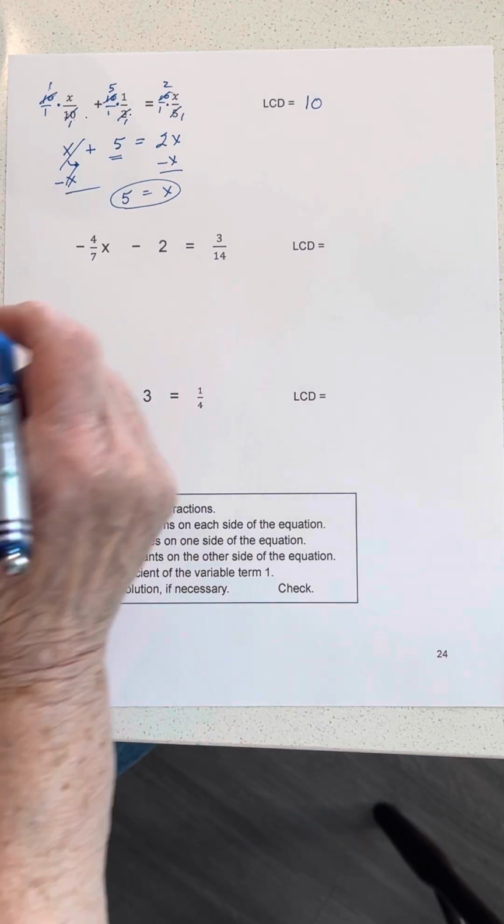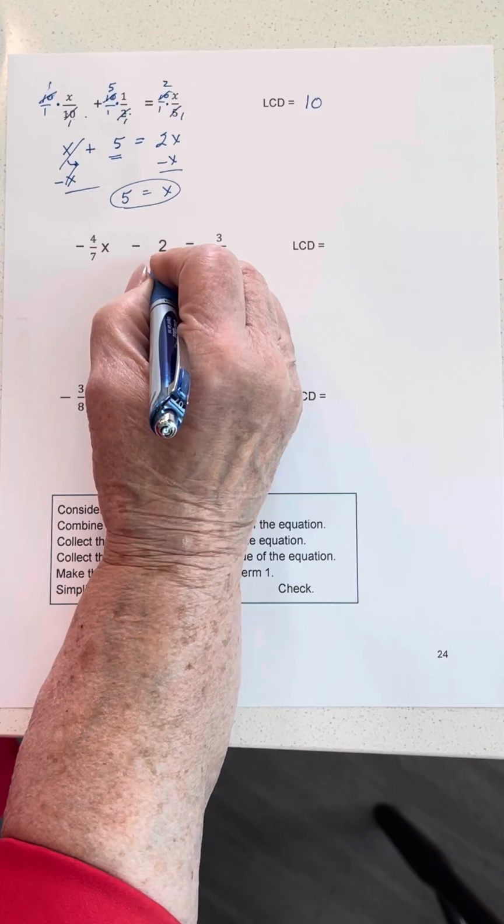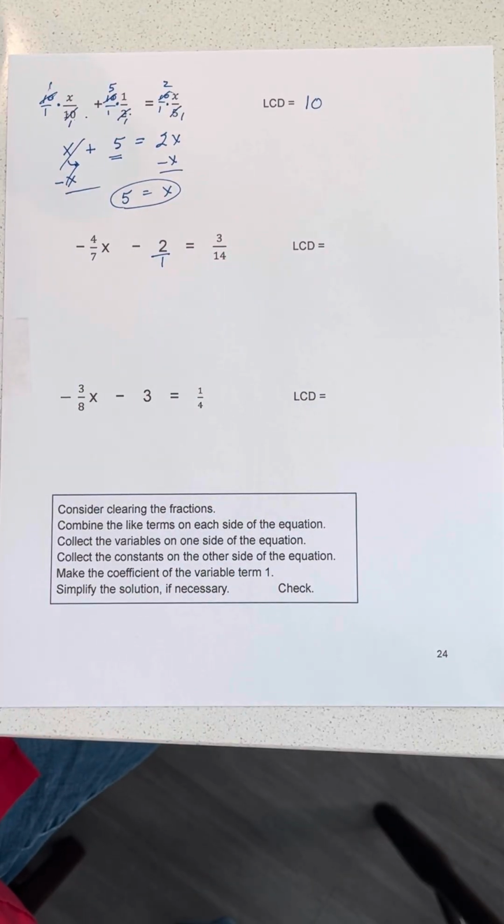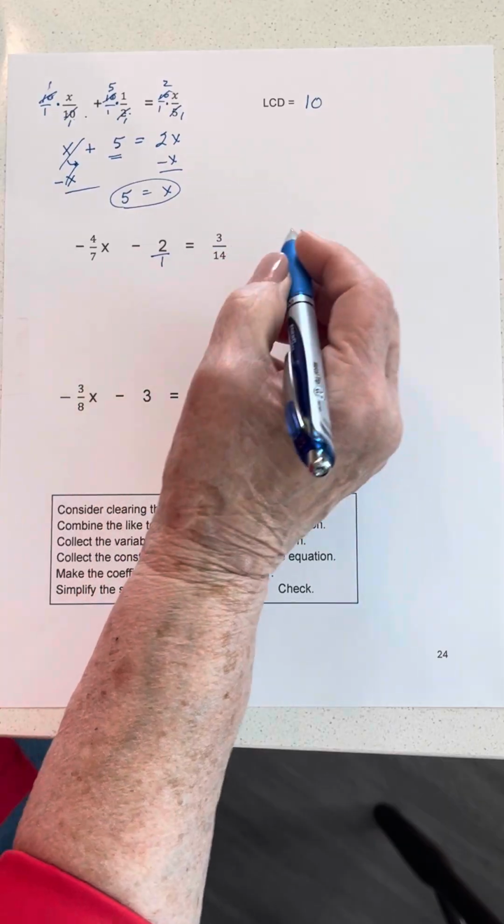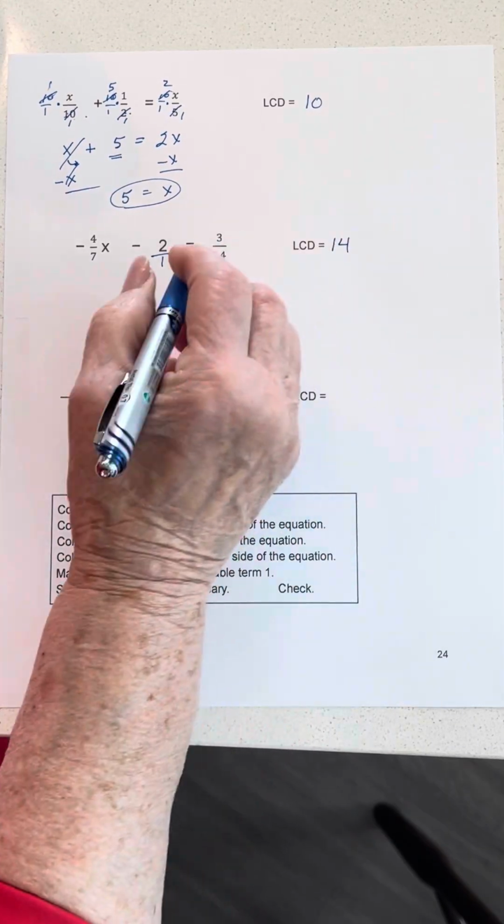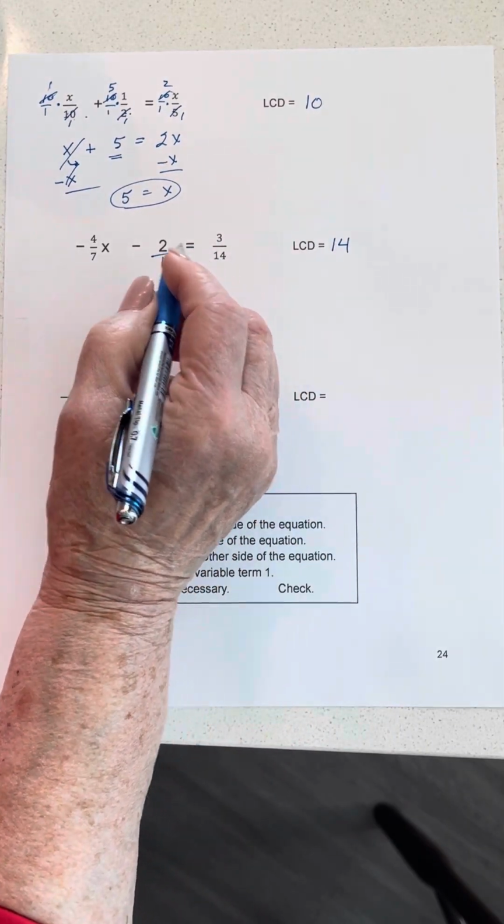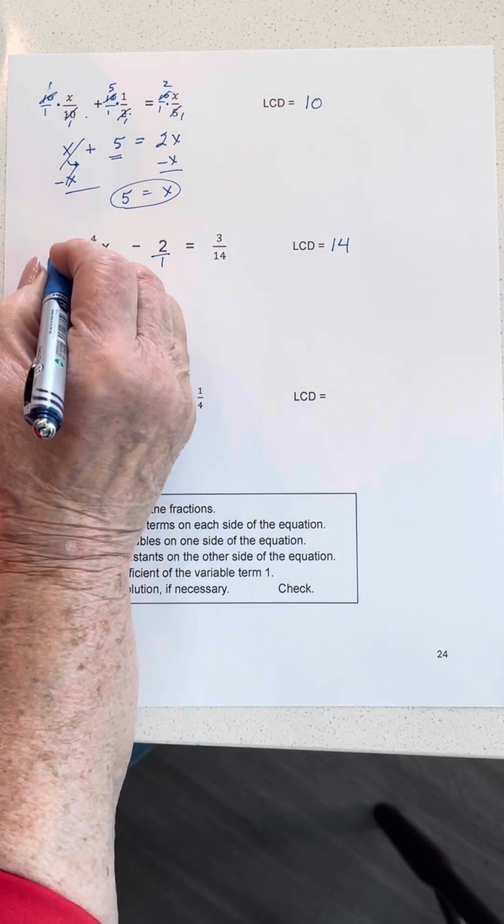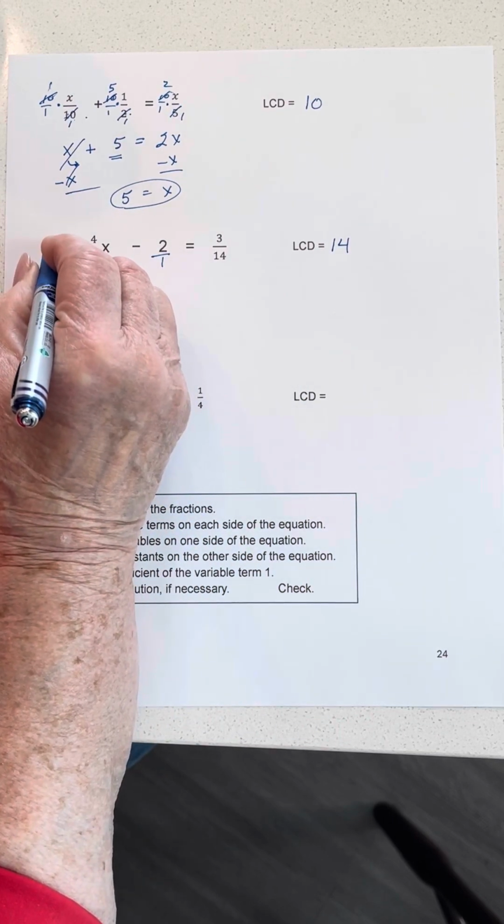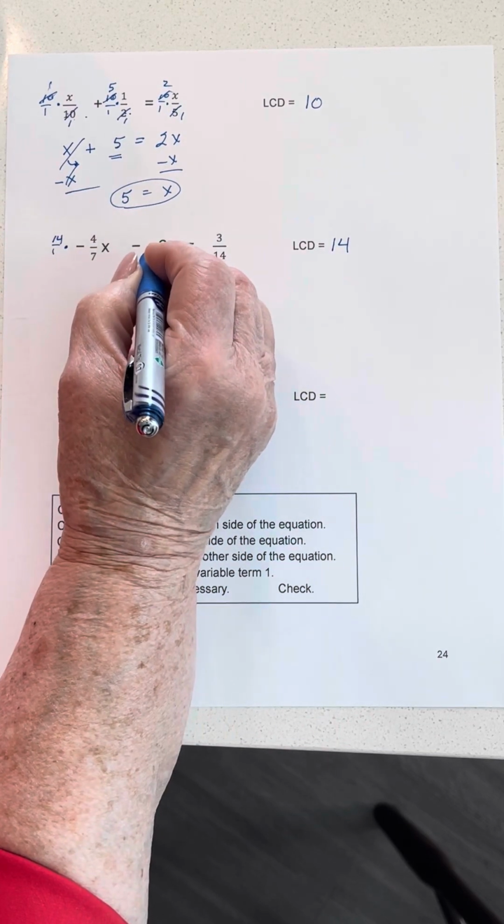Okay, let's look at this next one. Oh, we've got a whole number here. We know that the denominator will be 1. So we have 7, 1, and 14. I'm thinking we can just use this 14. So we're going to multiply everything times 14 over 1.